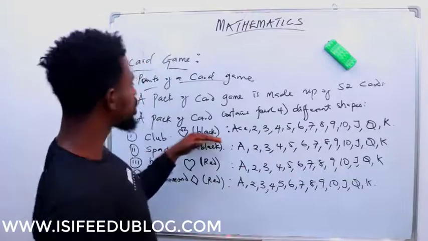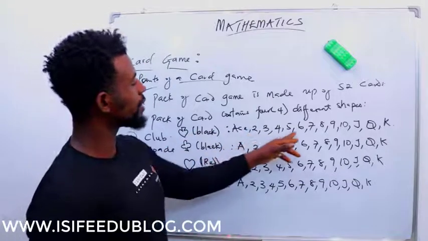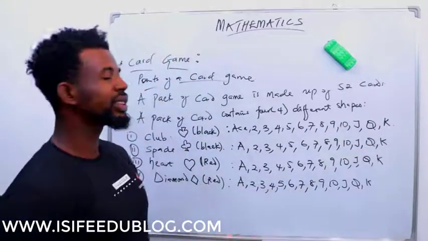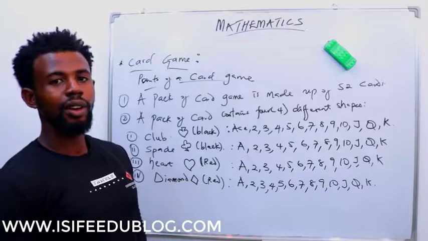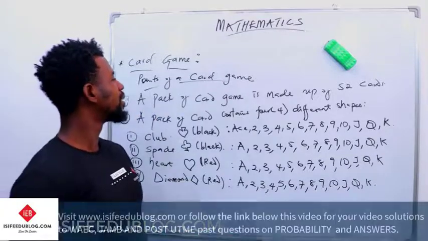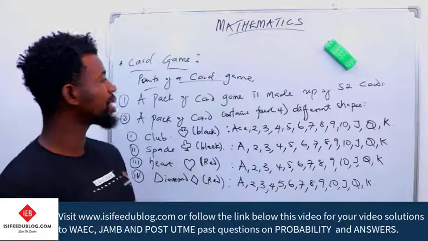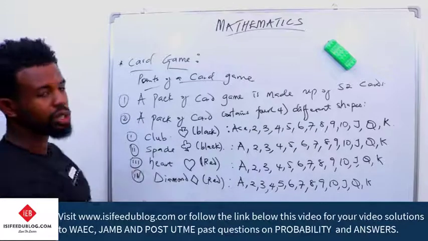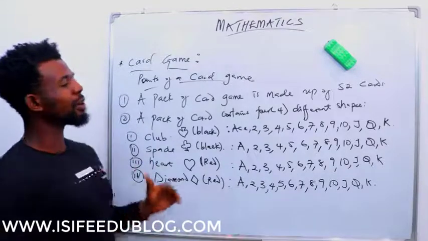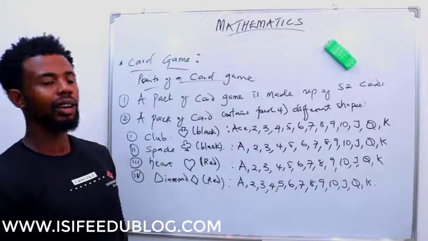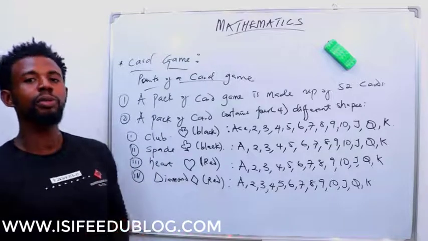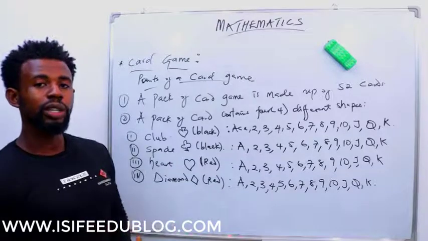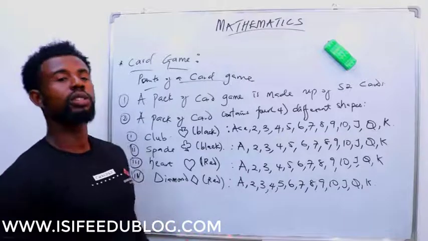Okay, so it means that each shape contains 1, 2, 3, 4, 5, 6, 7, 8, 9, 10, 11, 12, 13. Each shape contains 13 different cards. Alright? So a pack of cards is made up of 52 cards, and these 52 cards are made up of 4 different shapes. And each of these shapes is made up of 13 cards. And amongst the shapes, we have 2 black shapes and 2 red shapes.